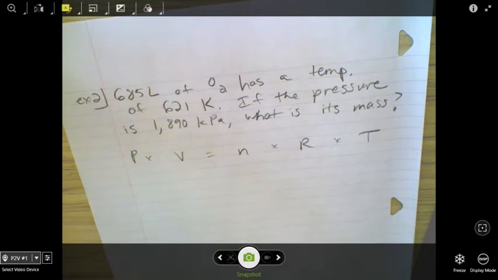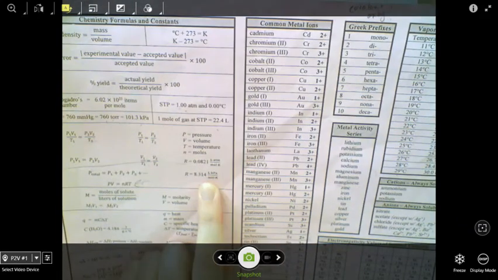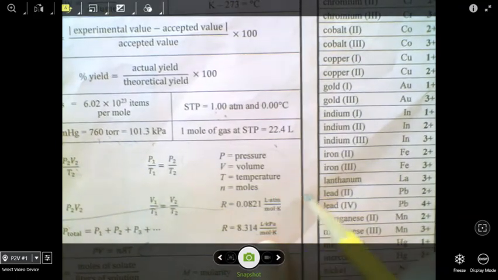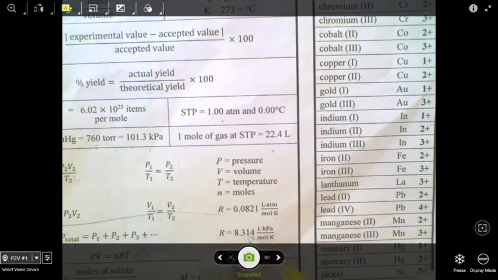kPa. So you have a couple options. You can either convert it into ATM, or you guys see how there's another R? There's a second value for R that's liters kPa, not liters ATM, okay? So you can just use this value for R, okay? So 8.314, that's what we're going to use for R when the pressure is in kPa. So let's do it that way.